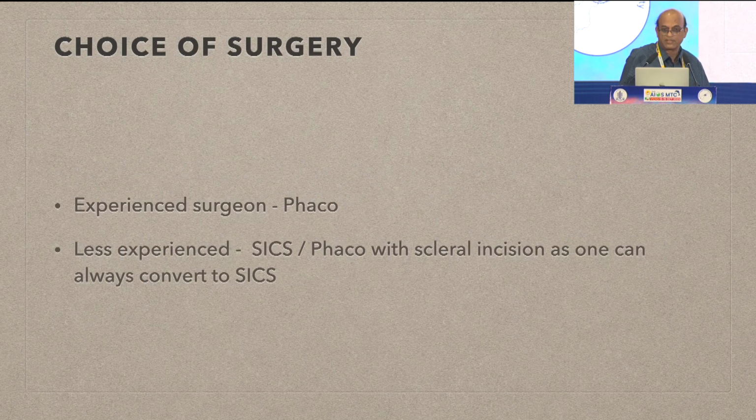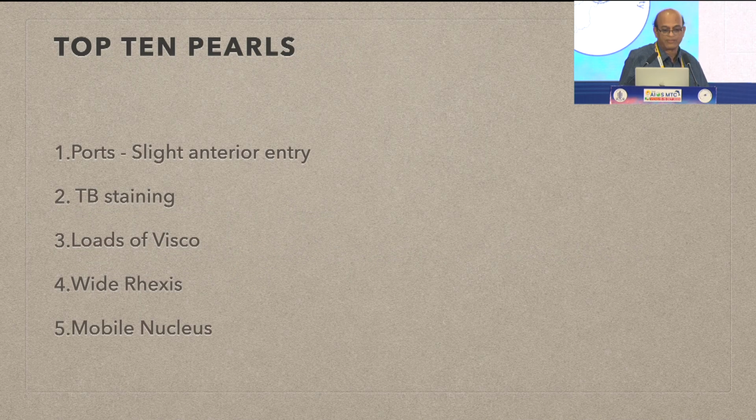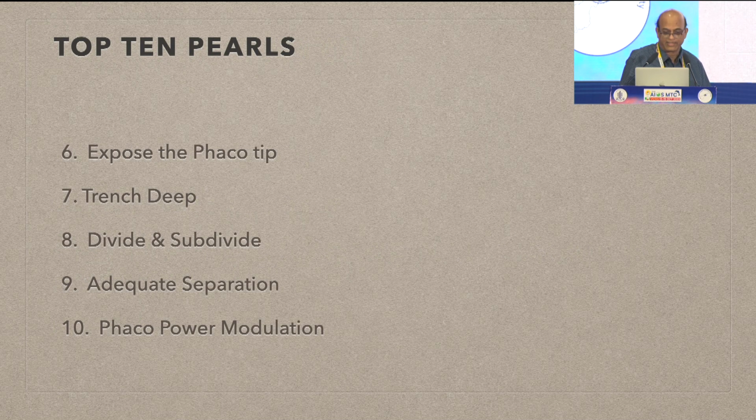The choice of surgery depends upon the experience of the surgeon. If the surgeon is experienced enough, phaco is the choice, but for a less experienced surgeon, it's always better to do SICS or phaco with a scleral tunnel, because one can always convert to SICS in case the surgery is not proceeding the way you wanted it to go. So I'm going to enumerate the top 10 pearls in managing a hard cataract, which I'm going to elaborate in the coming slides.